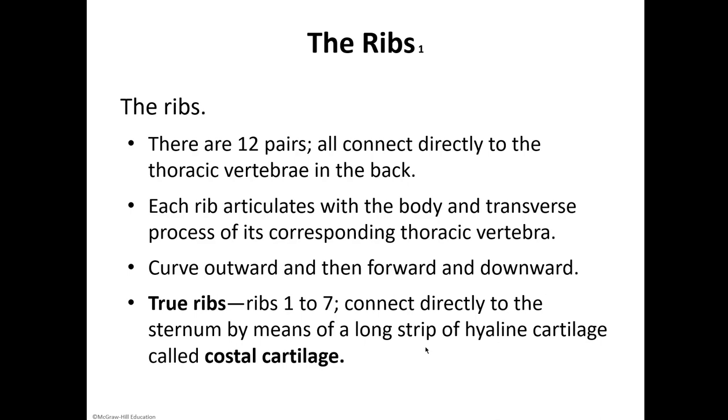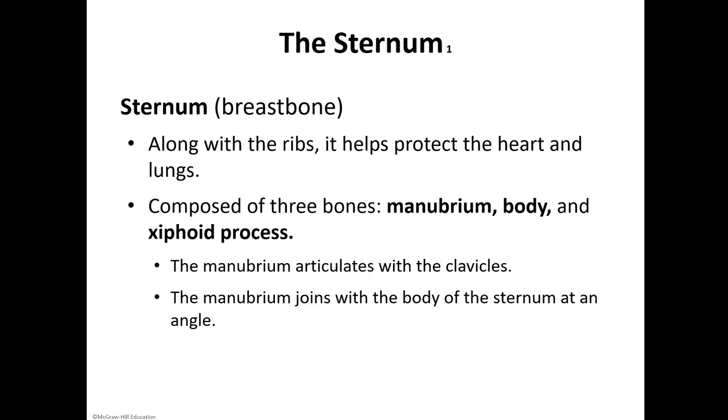Ribs 8 through 12 are called false ribs because the costal cartilages at the end of the ribs do not directly attach to the sternum. The sternum, the breastbone, lies in the midline of the body and protects the heart and lungs. It is made of the manubrium, the chest plate, the body, and the xiphoid process.